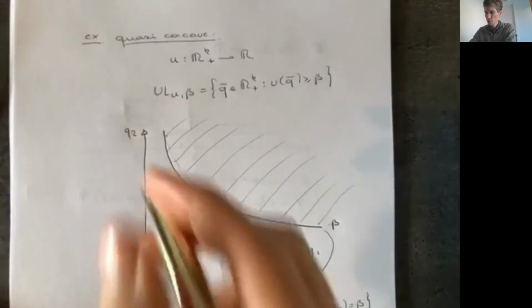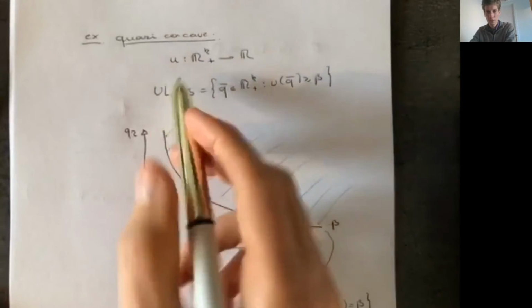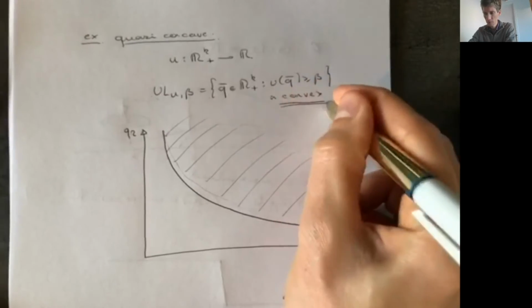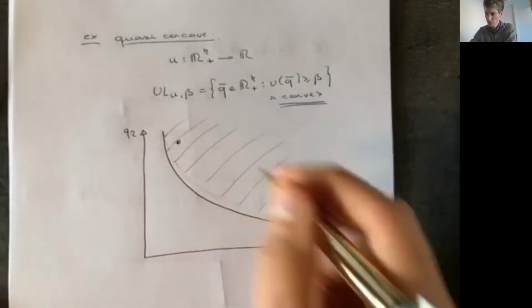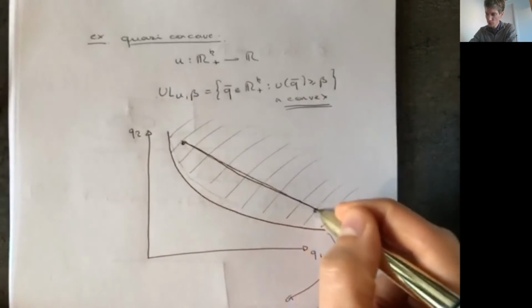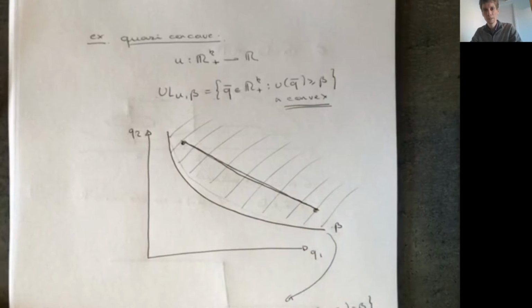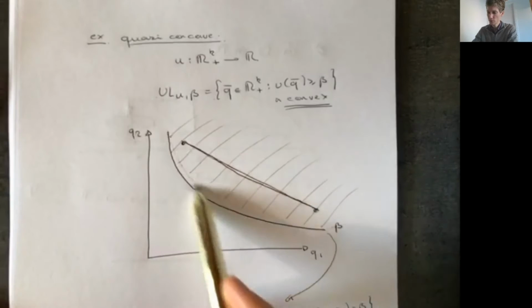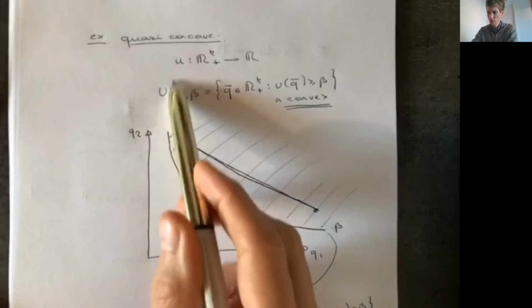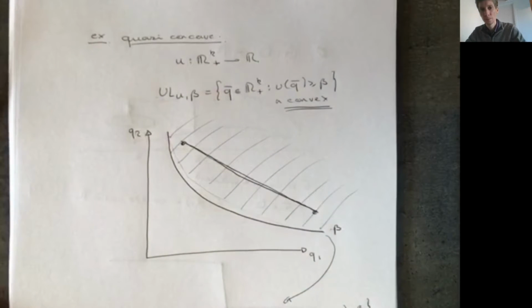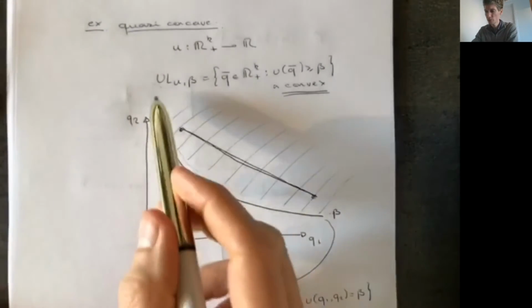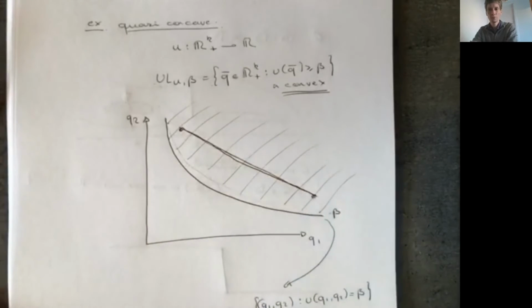Okay, so what does quasi-concavity require? It requires that this set here is a convex set. So in particular, if I take two bundles above the indifference curve, then any point on the line segment between these two bundles is also above the indifference curve. And this is what you normally say, that if indifference curves are convex, then the utility function will be quasi-concave. So this is why quasi-concavity is so important for utility functions, because they give these nice convex shaped indifference curves.